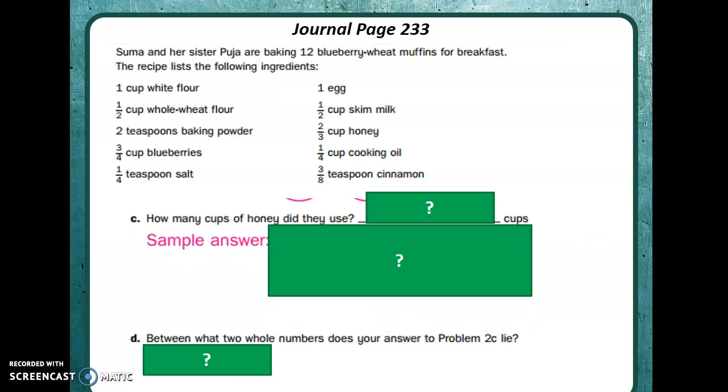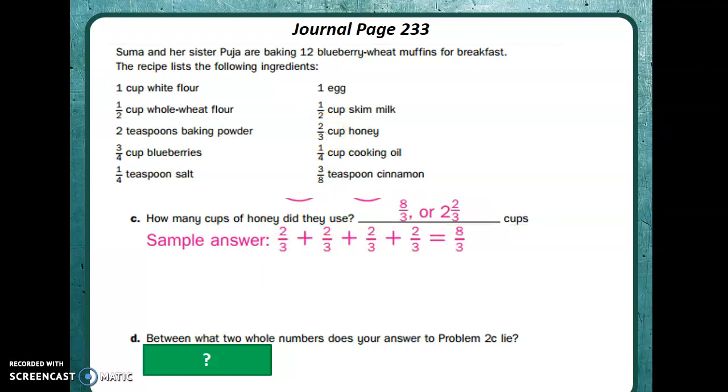Now, letter C, how many cups of honey did they use? So they started with 2/3 of a cup, and then they ended up with 8/3 or 2 2/3. They either multiplied by 4 or added 2/3 4 times. D, between what two whole numbers does your answer to problem 2C lie? Between 2 and 3. It's a little more than 2 and a little less than 3.